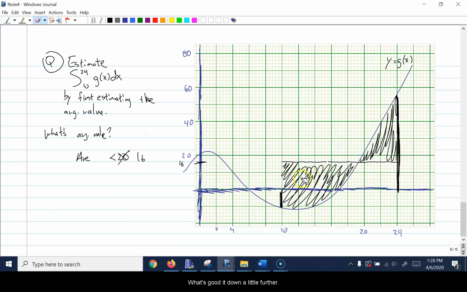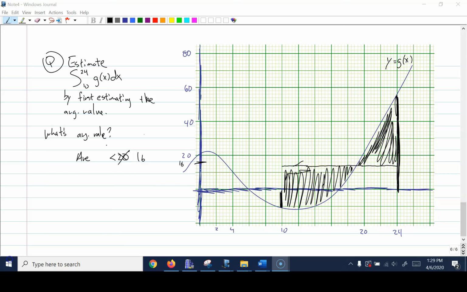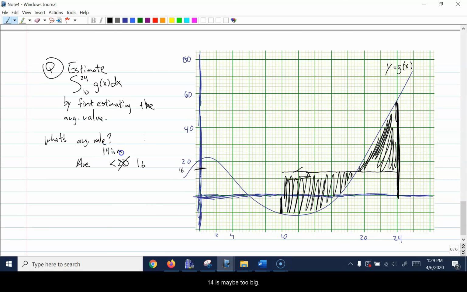Let's scoot it down a little further. If we go down to 14, how's it look? 14 is this line. Now we're at the point where I think the bottom one is a little bit bigger, but I'm not totally sure. So I'm going to put down 14 as maybe too big. This might be the closest that we ever get with an even line marker thing.